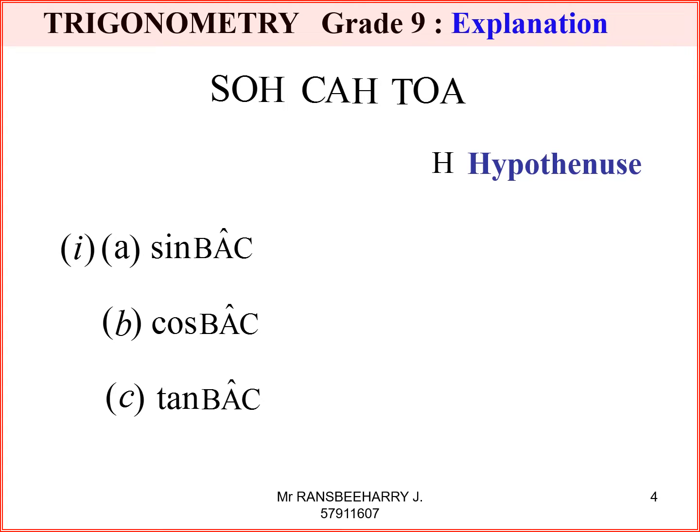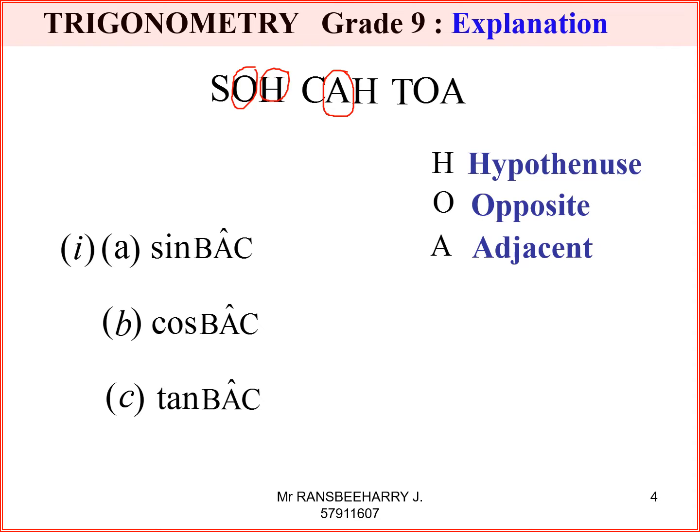H, the letter H, stands for the hypotenuse. The letter O stands for opposite side. And we have the letter A. A stands for adjacent. So in a triangle, we have 3 sides: one is the hypotenuse, one is opposite, one is adjacent. We are going to discuss in the next slide how to identify the opposite and adjacent sides. Hypotenuse, from grade 8, is the longest side, which is opposite the right angle.